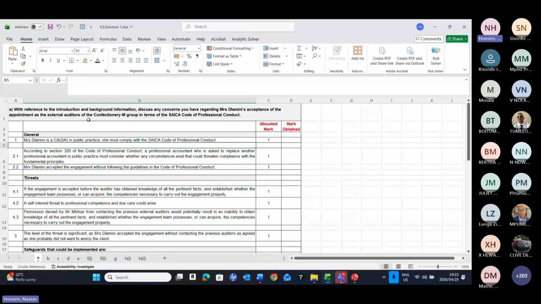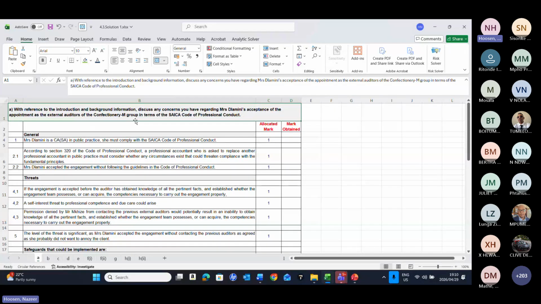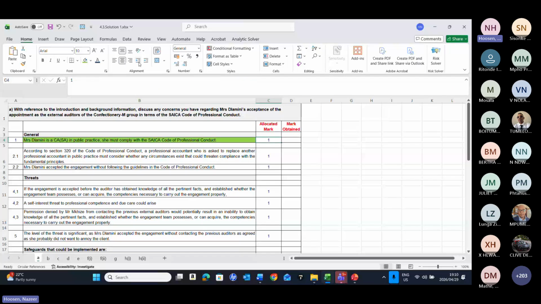And if you look here, just by the way, we're not going into the full part, but with reference to the introduction and background information: discuss any concerns you have regarding Mrs. Dlamini's acceptance of the appointment as the external auditors of Confectionery M Group in terms of the SAICA Code of Professional Conduct. Point number 1, the easy mark, slam dunk. Mrs. Dlamini is a CA(SA) in public practice. She must comply with the SAICA Code of Professional Conduct. We're all going to get this mark. Am I correct in saying that?